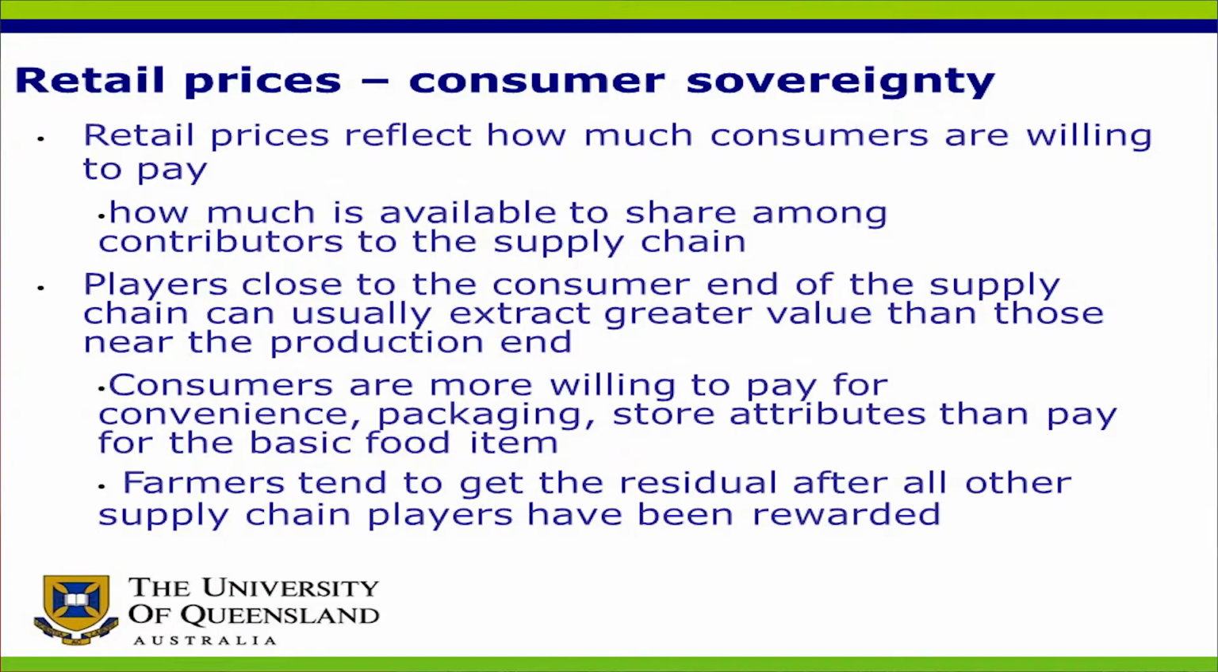How do retail prices affect consumer behaviour? Retail prices are the most important in the chain, as they establish how much consumers are willing to pay and therefore how much is available for distribution among all of the participants in the supply chain. Those close to the consumption end of the supply chain can usually extract greater value than those near the production end. Consumers are more willing to pay for convenience, packaging, and preparation than they are for the basic food item itself, and this leads to farmers getting the residual value after all other players in the supply chain. As such, other players have greater market power than the farmers.